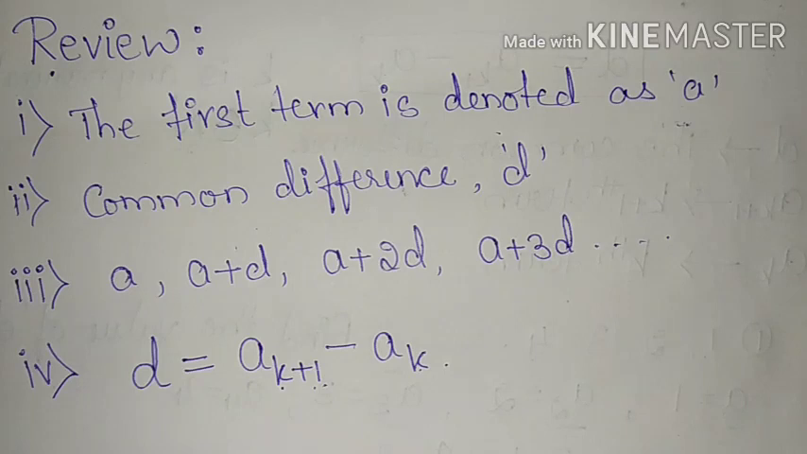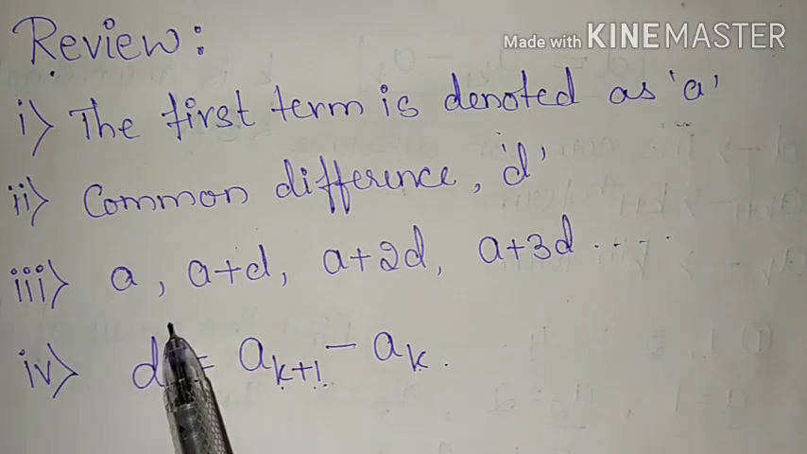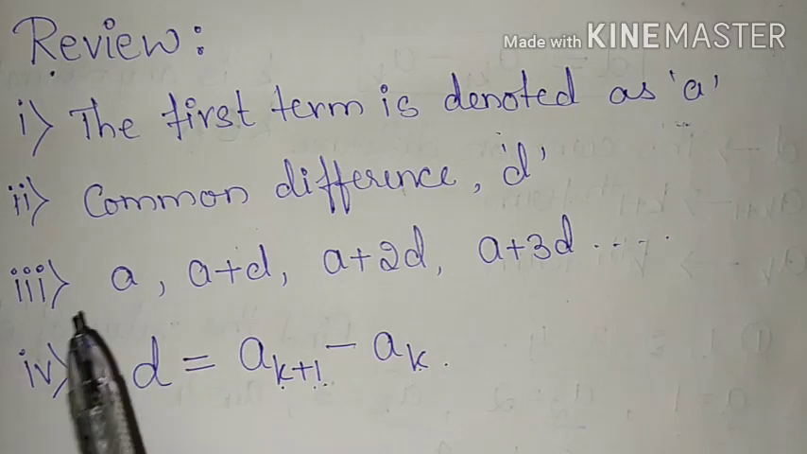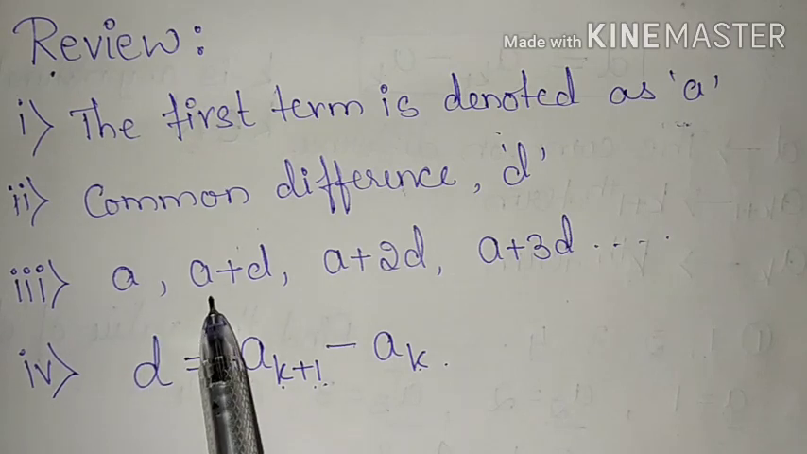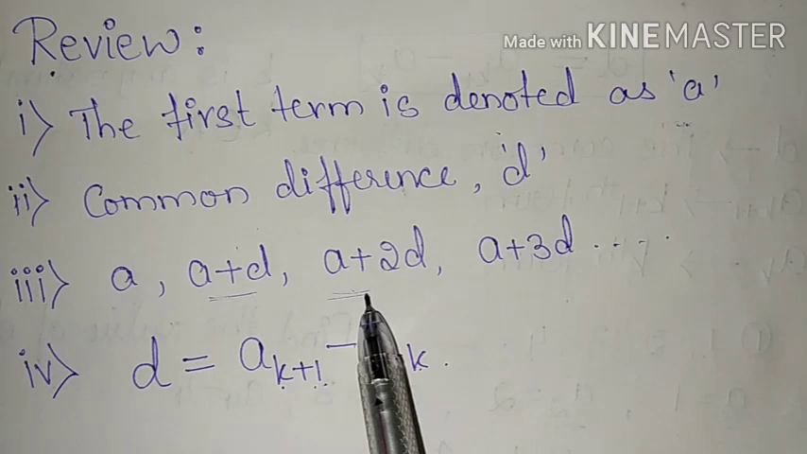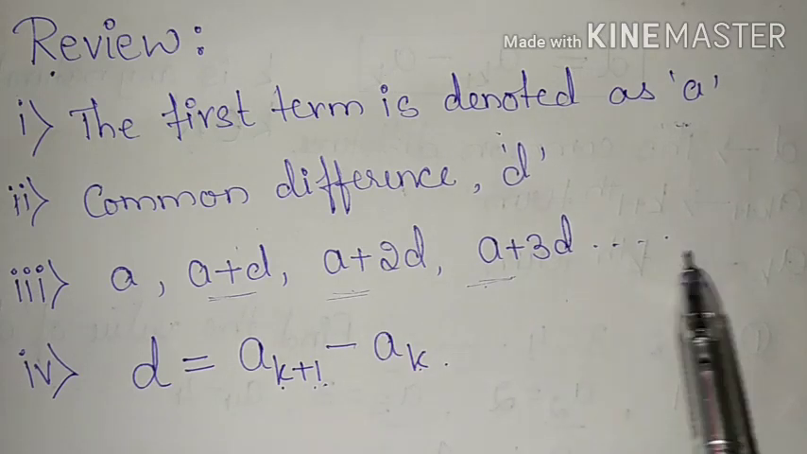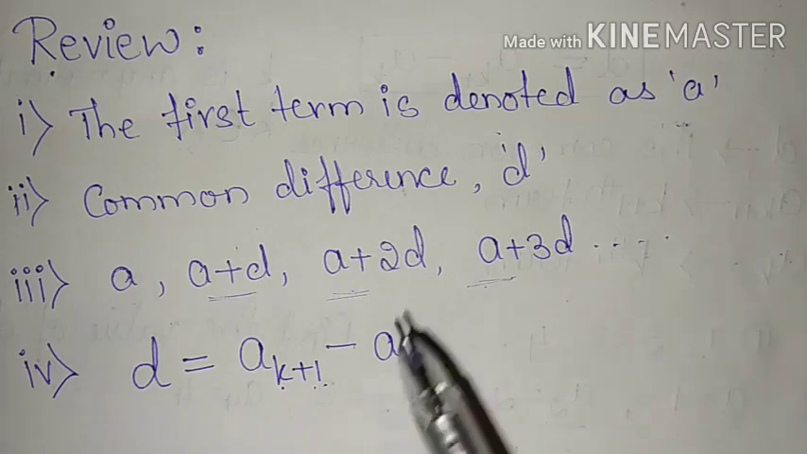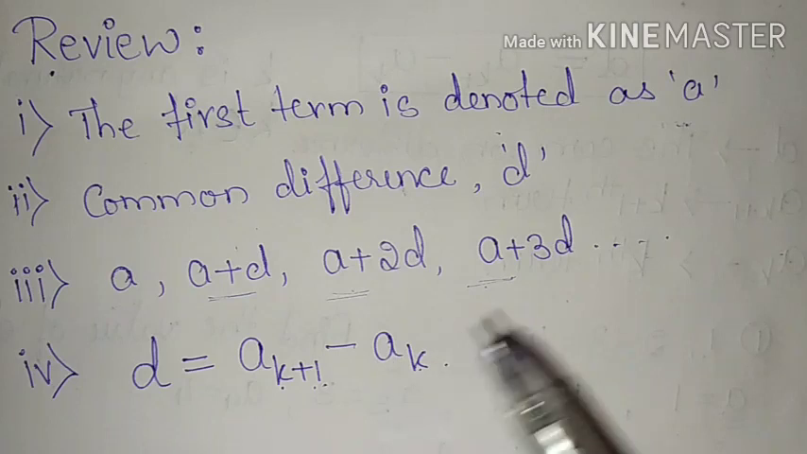Also, we learnt about the general form of an AP. Generally, the AP can be written in terms of A and D. The first term of an AP is A. The second term is A plus D. The third term is A plus 2D. The fourth term is A plus 3D, and so on. A plus 4D, A plus 5D, A plus 6D. So like that the AP goes on.